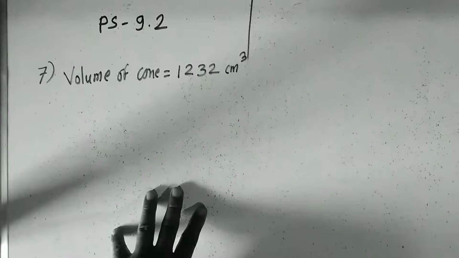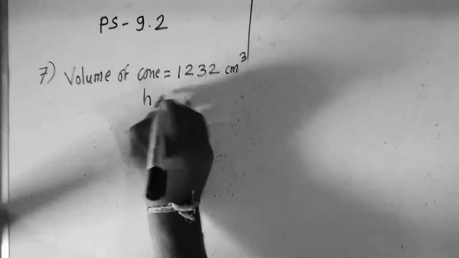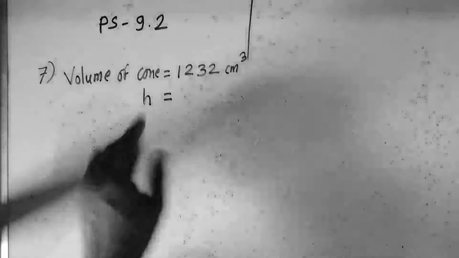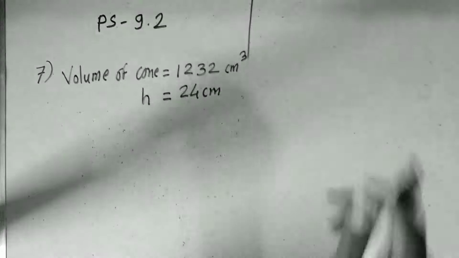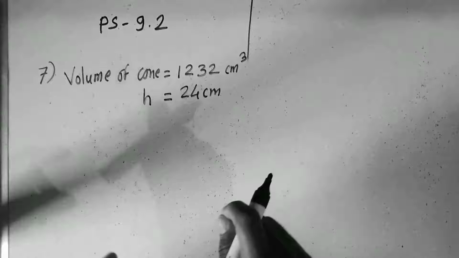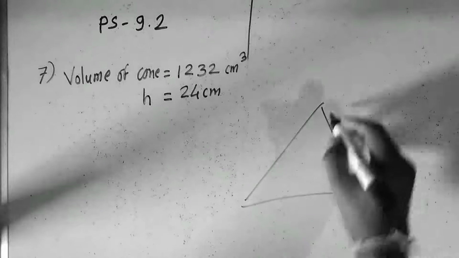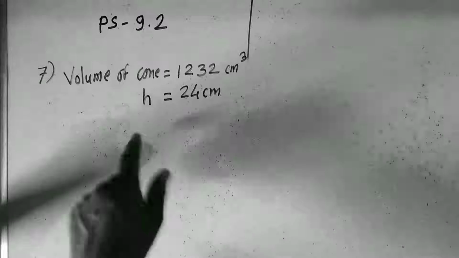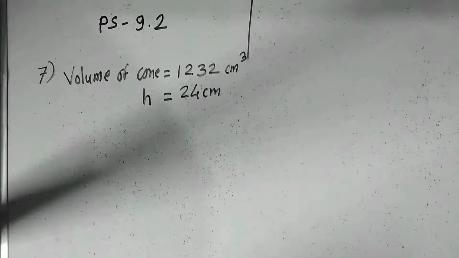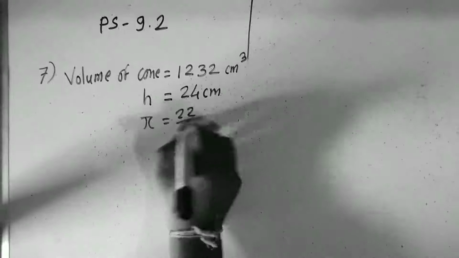If you have an old book, there should be a correction, so correct it like this. And the slant height, okay, it's only height that is given. If height is given, we will consider it H, that is 24 centimeter. Remember, when they use only the word height, it should be perpendicular. Height is always perpendicular, slant height is not. Find the surface area of cone. Pi's value is given. Pi equals 22 by 7.